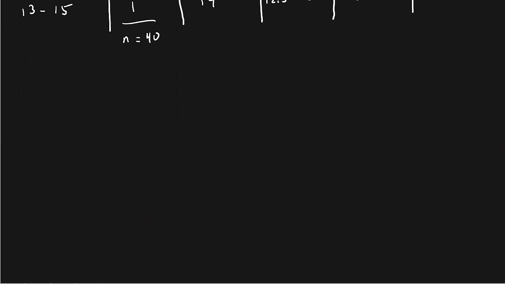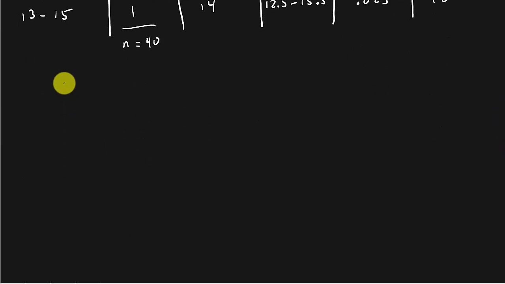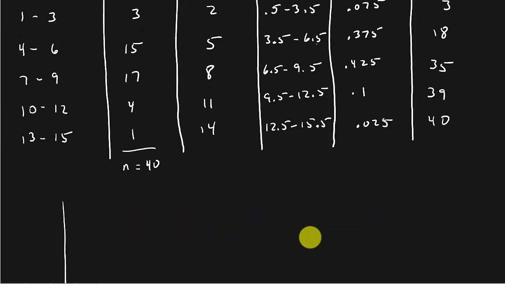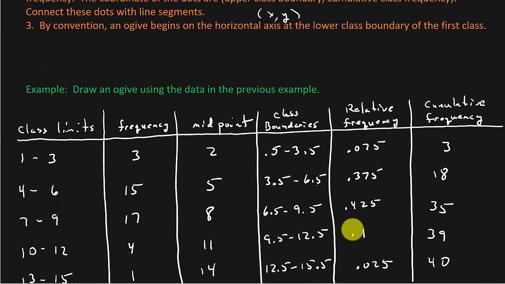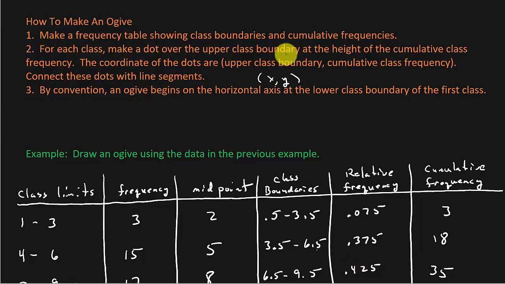All right, so let's draw our ogive. Make a frequency. Okay, there we go. For each class, make a dot over the upper class boundary at the height of the cumulative class frequency. The coordinates of the dots are the upper class boundary and the cumulative class frequency. Connect these dots with line segments.